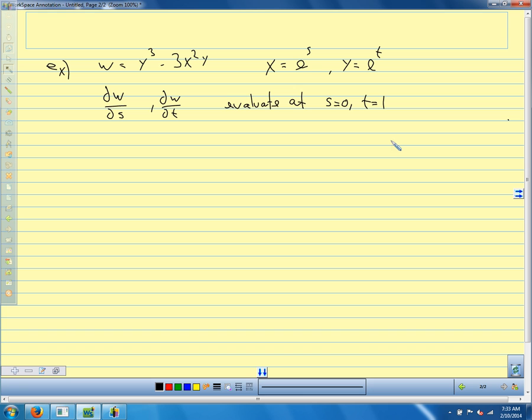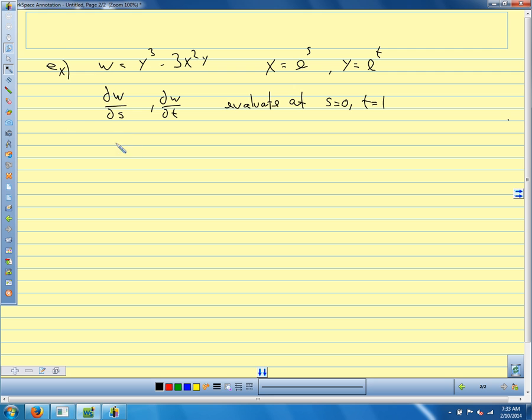So if we wanted to, how could we do this problem without using chain rules? Just substitute in x and y, and then we'd have our function expressed in terms of s and t, and then we could just find our partial derivatives. But we want to practice using the chain rule, so we can always just substitute in and find our derivatives that way, but we want to practice using the chain rule.